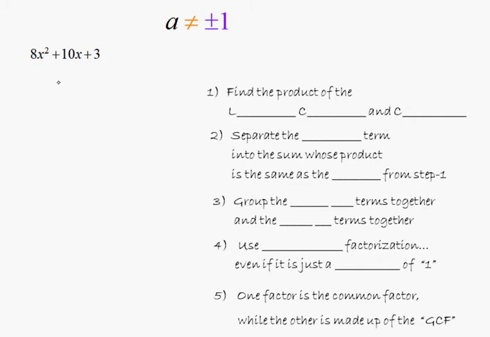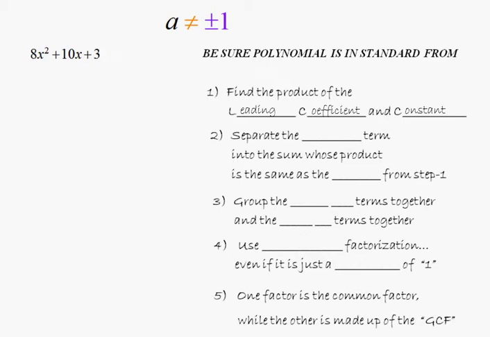There's no GCF or common factor, and the polynomial is in standard form. The first thing we want to do is find the product of the leading coefficient and the constant. We're going to take, in this situation, the 8 times the 3, and when we do this, we get 24. We will then ask ourselves, what two numbers multiply to give us 24 and add to give us 10? Those two numbers are positive 6 and positive 4.